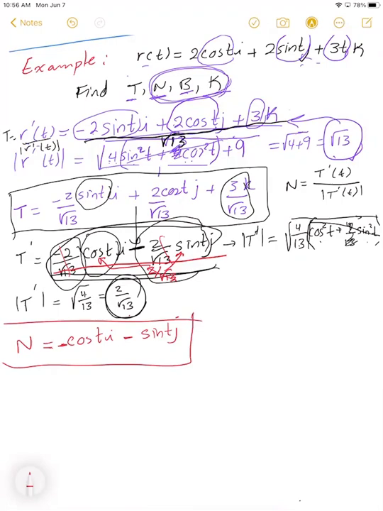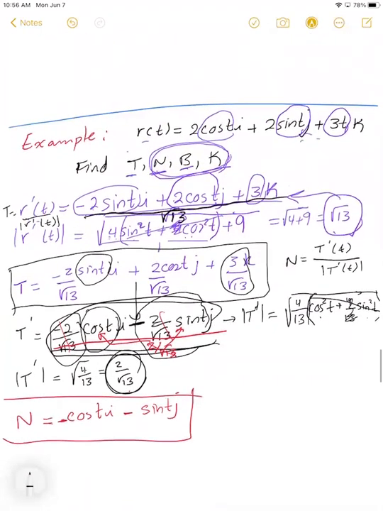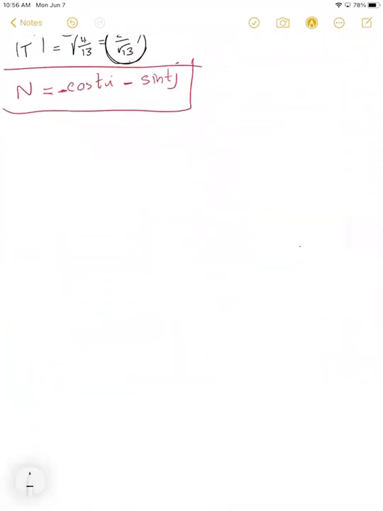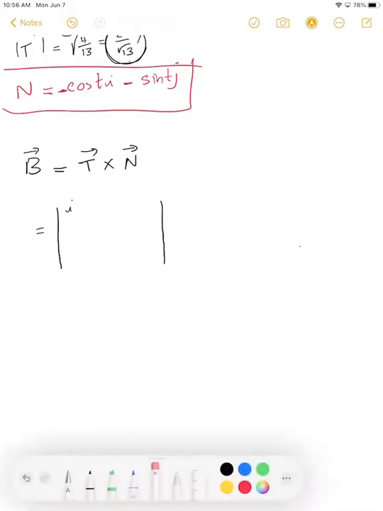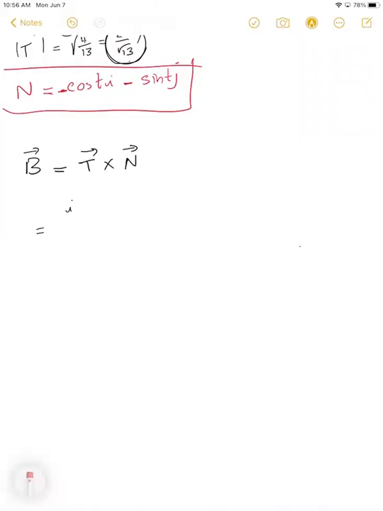Next, I'm going to find the binormal. To find the binormal, we are taking the cross product of T and N. So to find the binormal vector, we are going to take the cross product of the tangent and the normal vectors. So this is equal to, I think I need a little bit more room.